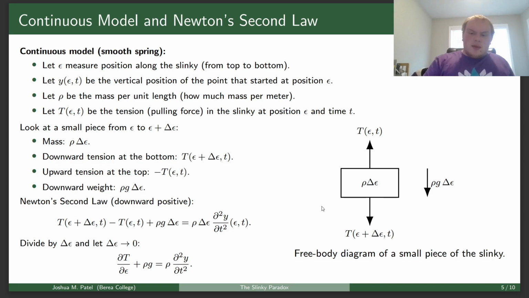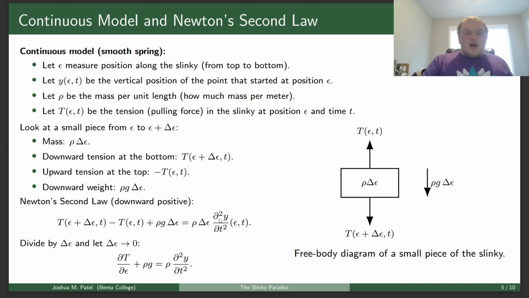The tension from below, because we're looking at downward as positive in this scenario, is defined as the tension at the point epsilon plus delta epsilon, and the tension from above is just the tension at the point epsilon. And then we're going to have the downward weight, which is just mass times gravity. And so when we put this all into Newton's second law, we have the downward force minus the upward force plus the weight equal to the mass times acceleration.